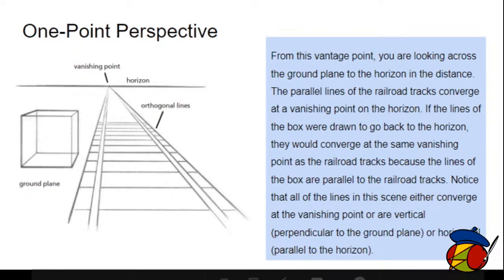Notice that all the lines in this scene either converge at the vanishing point or are vertical, perpendicular to the ground plane, like here as in this cube, or horizontal, parallel to the horizon, which would be the railroad ties that go across. So with one point perspective, verticals are always vertical and horizontals are always horizontal to the horizon line of the ground plane.